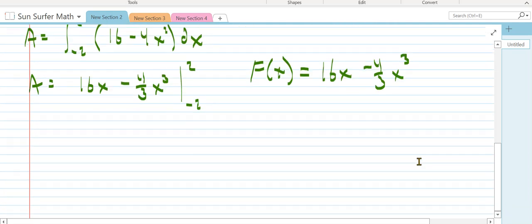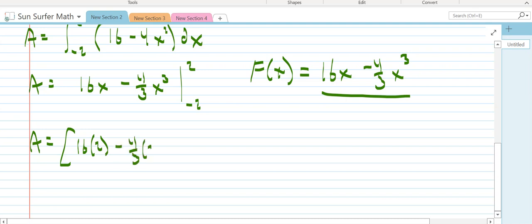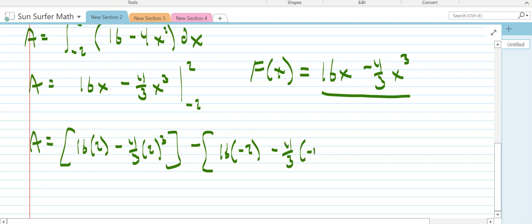So we're going to use the fundamental theorem of calculus now. The fundamental theorem of calculus says that we're going to take the upper bound and put it into the antiderivative. So we're going to have 16 times 2 minus 4/3 times 2 cubed, minus my antiderivative evaluated at the lower bound, 16 times -2 minus 4/3 times -2 cubed.